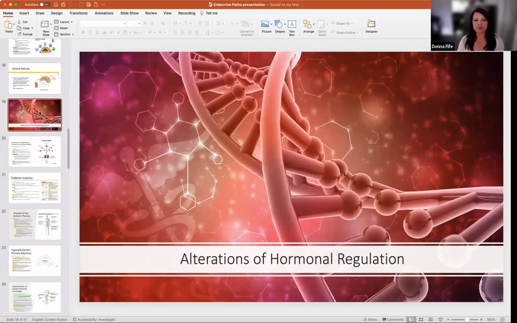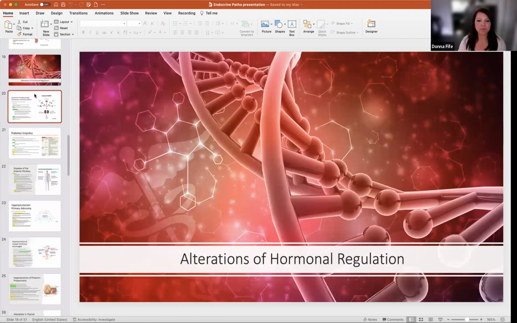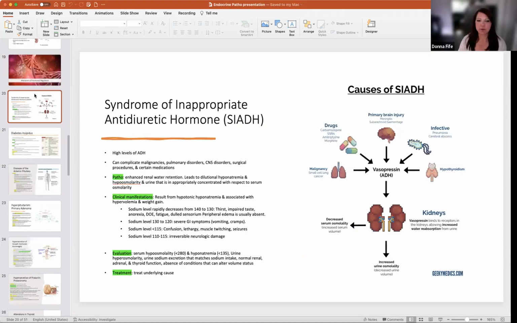Okay, let's look at some alterations of hormonal regulation. The syndrome of inappropriate antidiuretic hormone, abbreviated SIADH. This is when there are high levels of ADH, or antidiuretic hormone. This can complicate malignancies, pulmonary disorders, CNS disorders, surgical procedures, and certain medications.